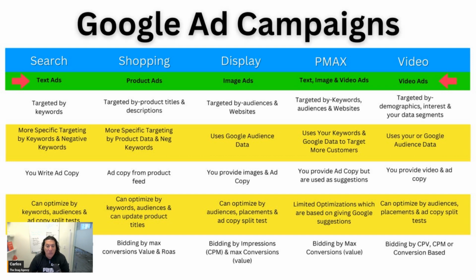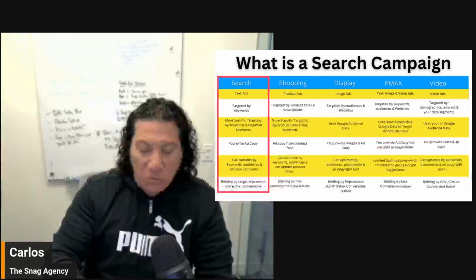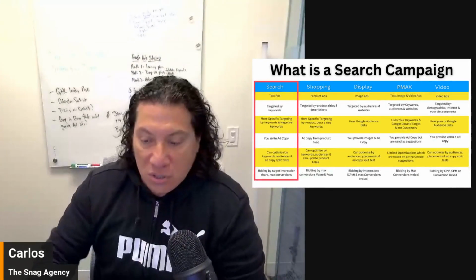PMAX actually uses a number of different campaigns. So it uses text, it uses image, so it uses display, and it also uses video, which are YouTube ads. So PMAX utilizes 3 different campaigns into one. We're going to get into more detail about that right now. So first, what we're going to do is talk about Google search campaigns.